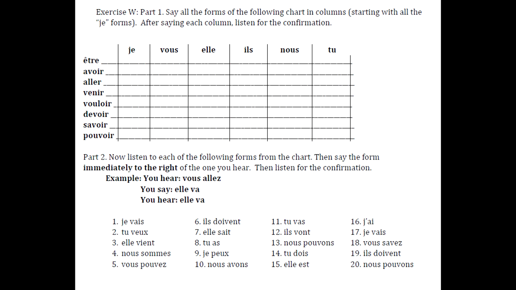Column 4. Il, il, il, il, il, il, il, il. Ils sont, ils ont, ils vont, ils viennent, ils veulent, ils doivent, ils savent, ils peuvent. Column 5. Nous, nous, nous, nous, nous, nous, nous, nous. Nous sommes, nous avons, nous allons, nous venons, nous voulons, nous devons, nous savons, nous pouvons.